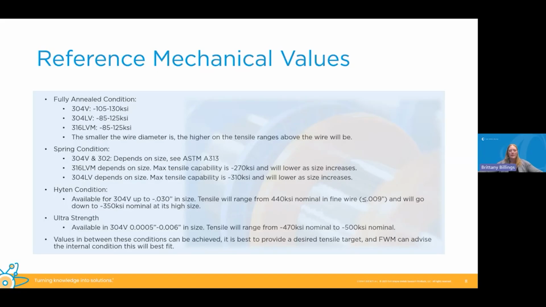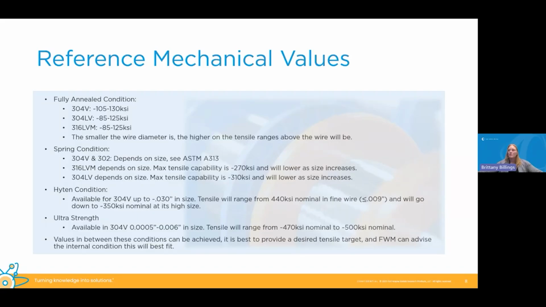For 304V and 302, we're going to reference ASTM on those, and those will go along with those values. For 316 LVM, the max tensile capability is going to be about 270, and then will lower as it increases. And for 304 LV, the max is going to be about 310, and that will also lower as the size increases.